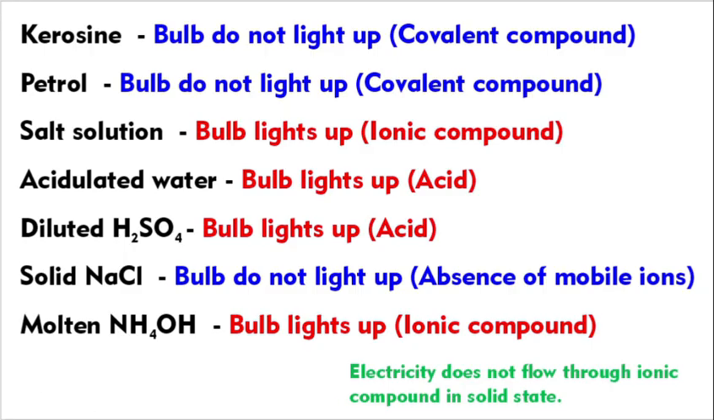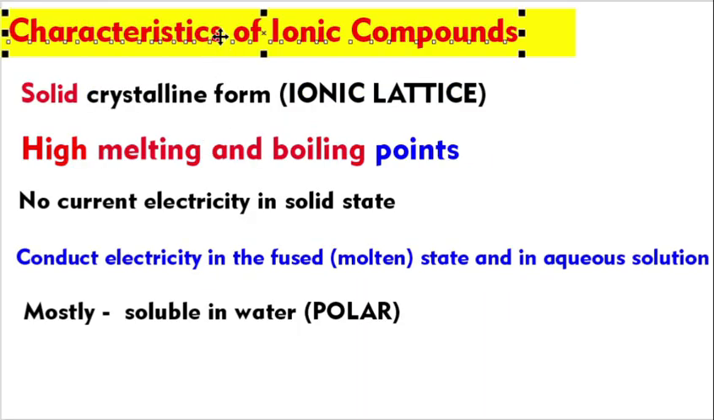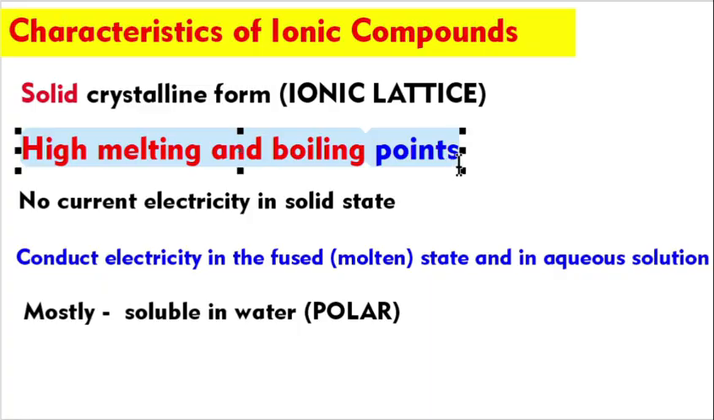Let's see the characteristics of ionic compounds quickly. Generally, ionic compounds are solid. They form an ionic lattice. They have high melting and boiling points. So generally, if you take sodium chloride and want to melt it, you need about 850 degrees Celsius. It's a very high temperature required.